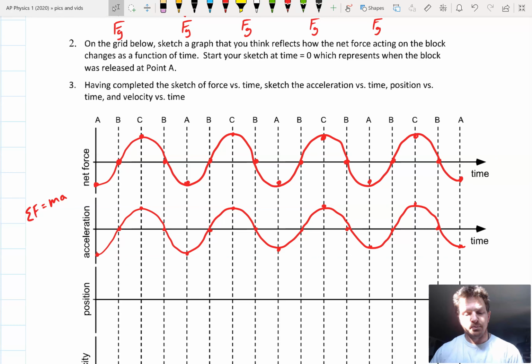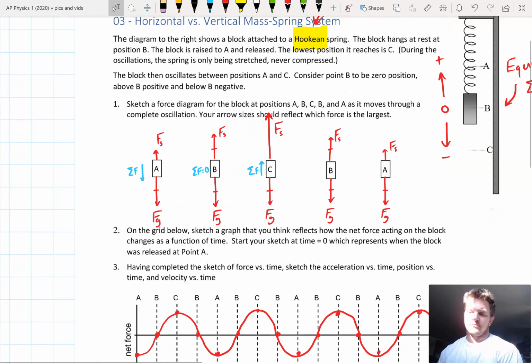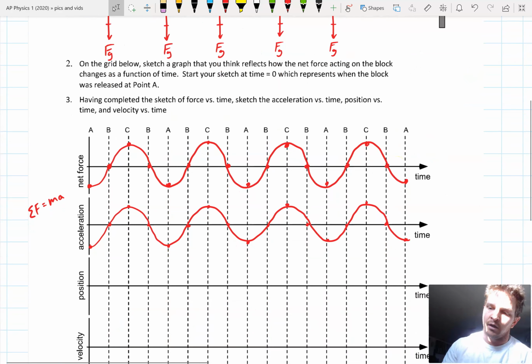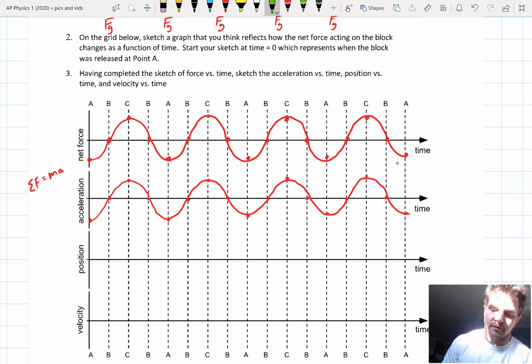All right, now for position, it's as easy as it seems, right? We talked about position earlier. Anything above B is a positive position. So A is a positive position. B is a 0 position. And anything below B, so that's C, that's a negative position. So we go through and mark our different points. When it's at A, that's above B, that's a positive position. At B, it's a 0 position. At C, it's a negative position. And then we just follow that same pattern.